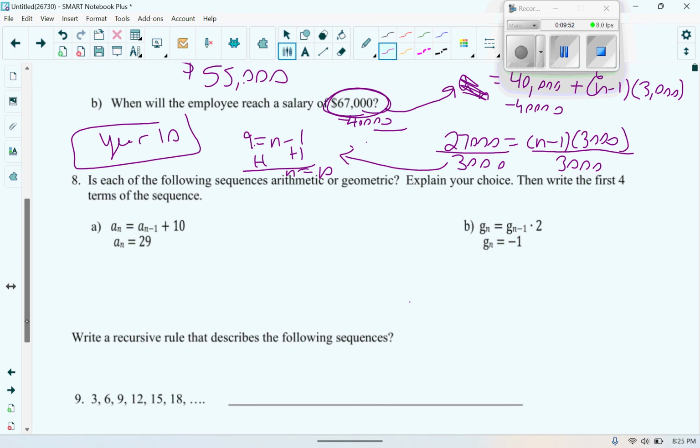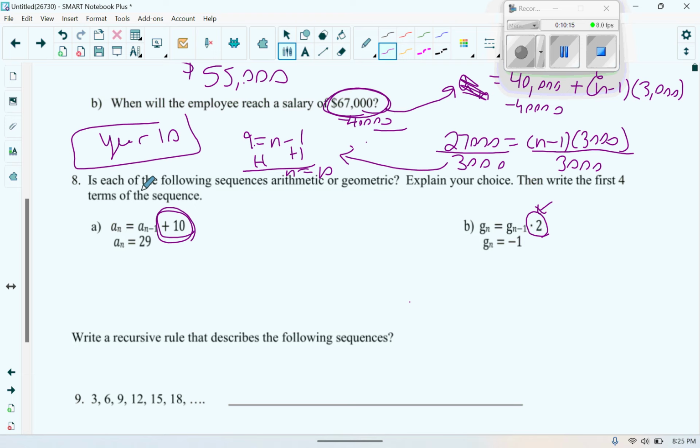Okay, now let's go on to recursive. So this was like the other weird way of doing things, but it's not hard, it's just different. So when you see a plus, that means that you're going to add 10 to everything. If you see a minus, you're going to subtract 10 from everything. If you don't see anything or you see that little dot, that means that you're going to multiply all your terms by whatever.